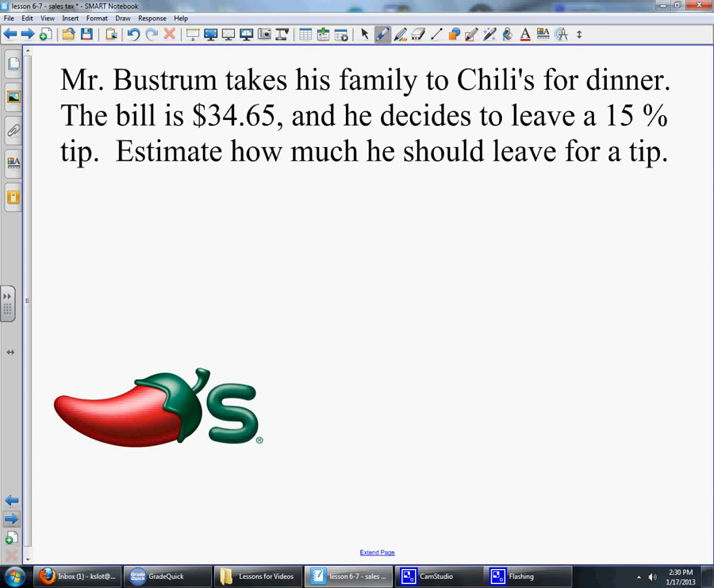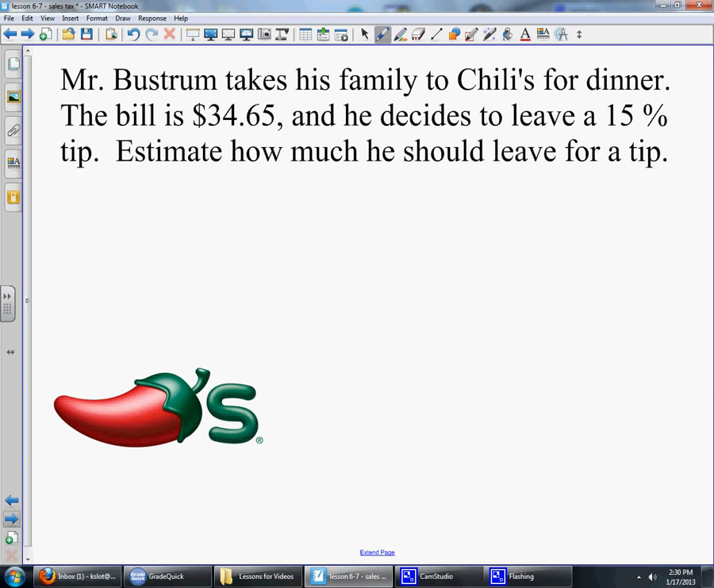So let's look at this. Mr. Bustrom takes his family to Chili's for dinner. The bill is $34.65, and he decides to leave a 15% tip. I want you to estimate how much he should leave for a tip for his dinner. Pause the video and try it out.